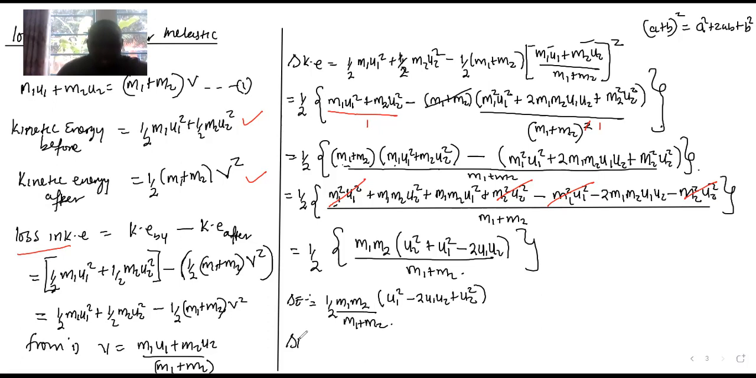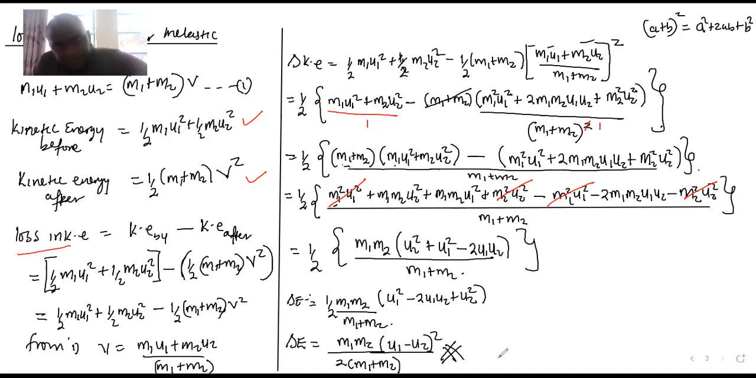With this, the change in kinetic energy is going to become M1, M2 all over twice, M1 plus M2, close brackets, bracket in the numerator of U1 minus U2, close brackets. Excuse me, teacher. Yes, please.